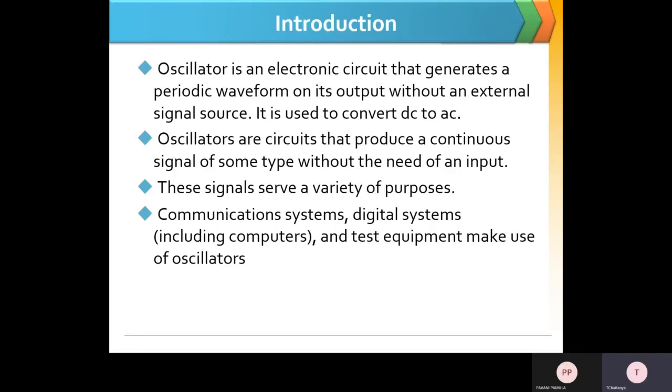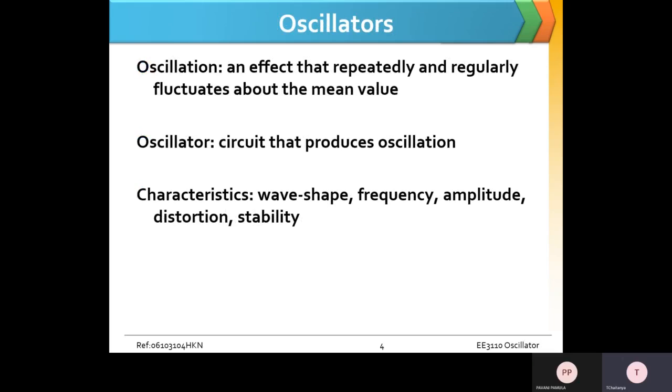An oscillator is an electronic circuit which generates a periodic waveform as an output without any external source applied to the circuit. So we define an oscillator as a circuit which produces oscillation. Its characteristics are wave shaping of frequency, amplitude, distortion, and stability, which we have to analyze. These are the characteristics that we have to analyze in oscillators.